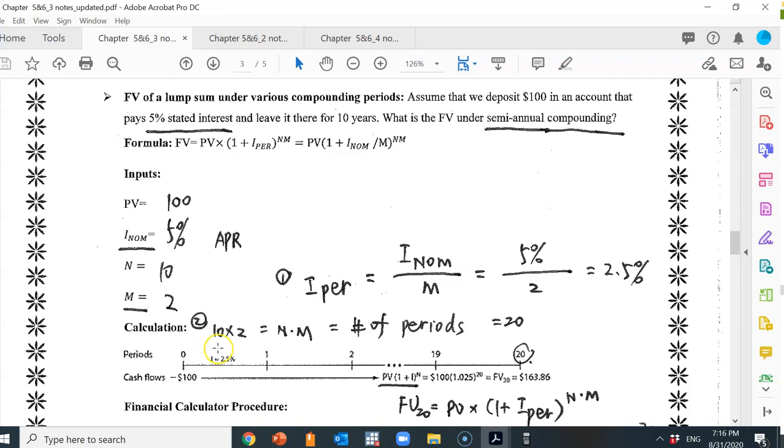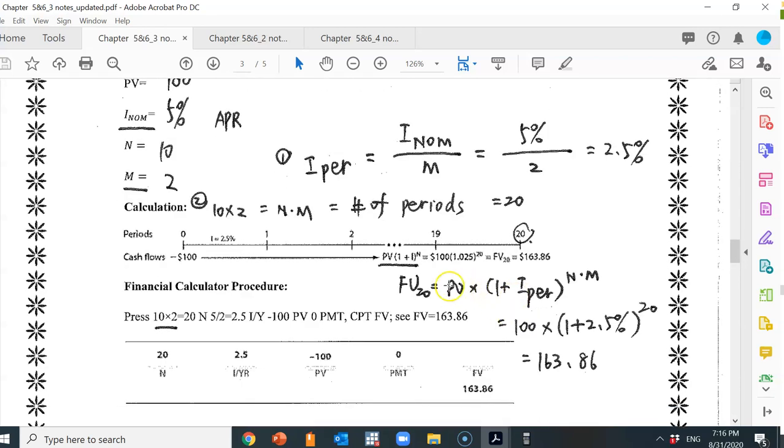Conversion number 2: we use the number of years, 10 years, multiplied by the number of compounding periods per year, which is 2, M. So our total number of periods becomes 20. We have 20 periods here, 20 half years. If we want to use the formula, we use the present value 100 multiplied by 1 plus the periodic rate 2.5% to the power of 20. So our future value of this 100 after 10 years, or after 20 half years, is 163.86. This timeline shows us exactly why we need to use the periodic rate and the total number of periods, because this initial 100 would be compounded 20 times at semi-annual frequency.